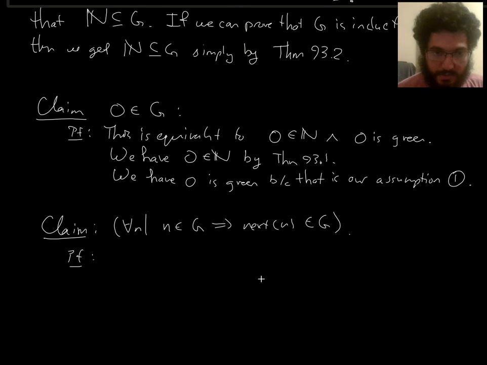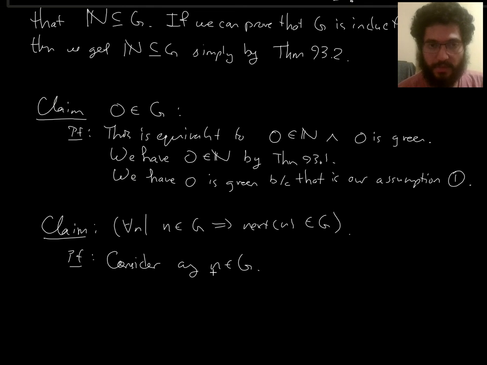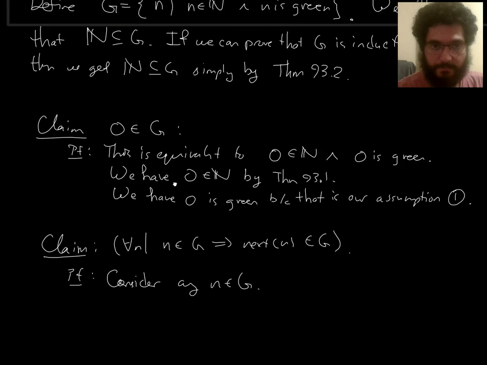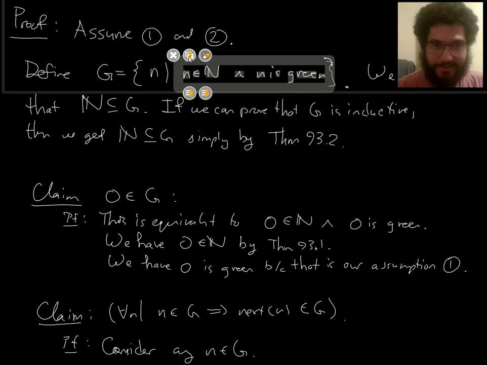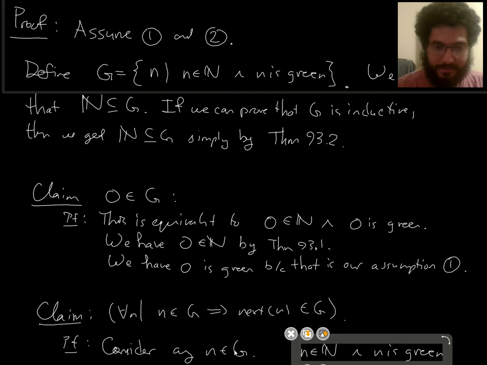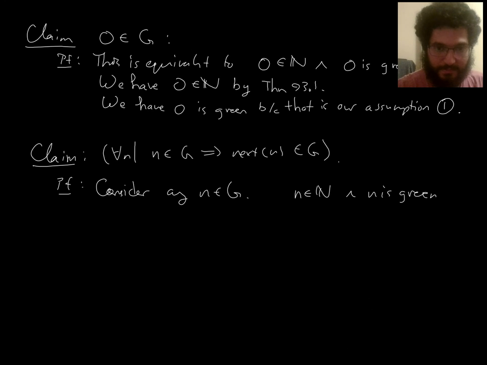Now for this one. For all n, if n is in G, next n is in G. So this we'll prove by universal generalization. So consider any n in G. Then we'll try to prove next n is in G. So let's unpack what it means for n to be in G. Well, it means this stuff is true, but with n replaced by n, right? Well, here's a lazy way to do it. Then n is in n and n is green. So n is a green natural number.